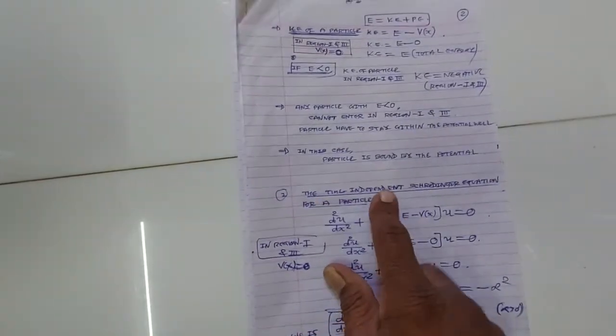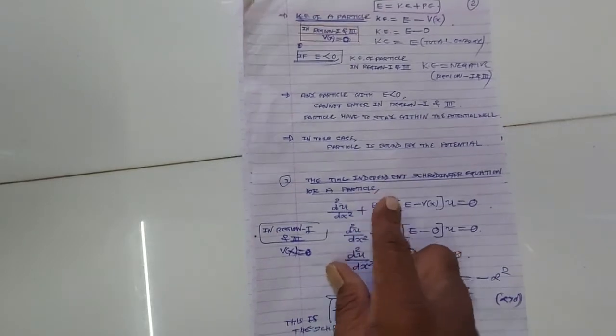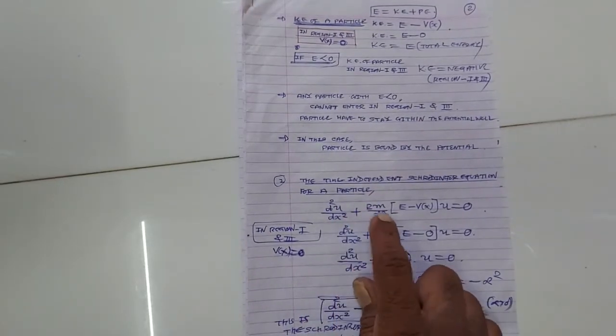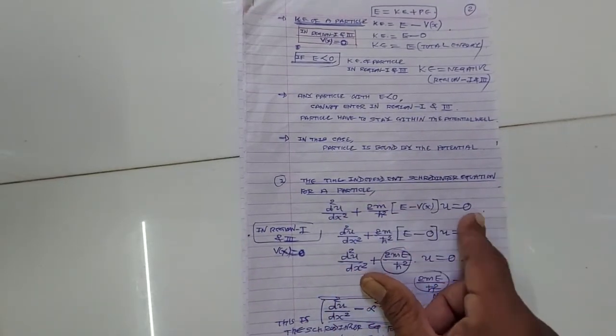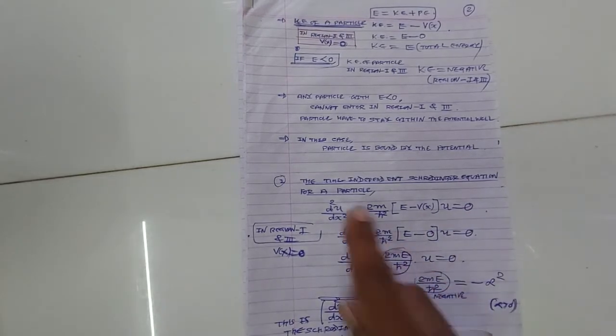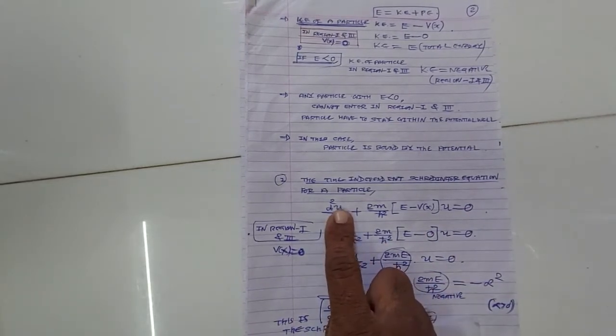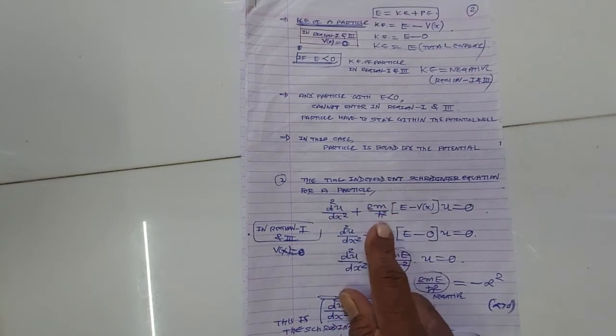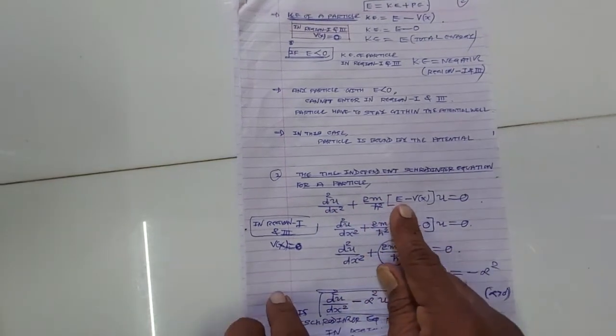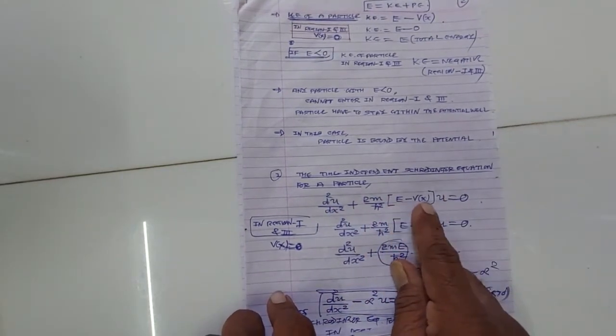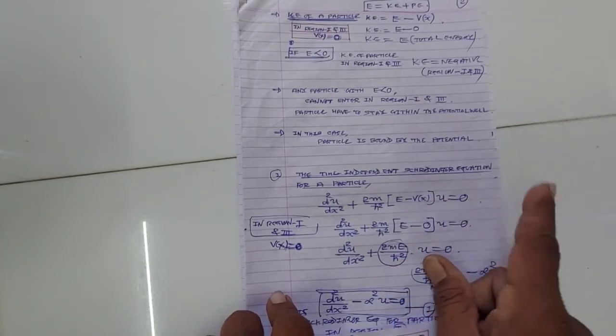The time independent Schrodinger equation of a particle is d²u/dx² + (2m/ħ²)(E − V(x)) = 0, right? Where u is the wave function of the particle, m is the mass of the particle, ħ is h upon 2π, E is the total energy of the particle, and V(x) is the potential energy of the particle.